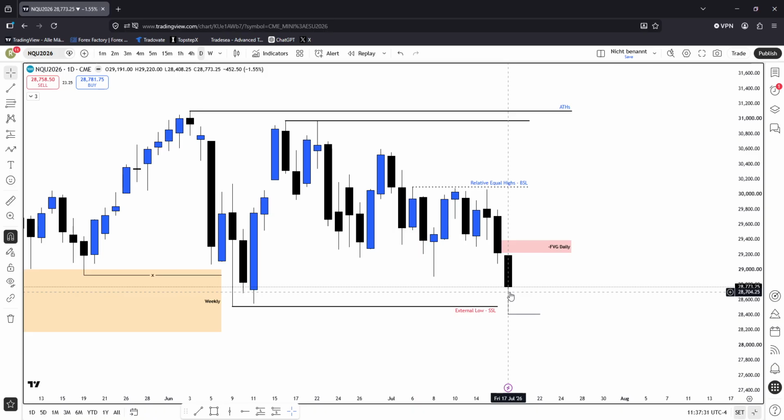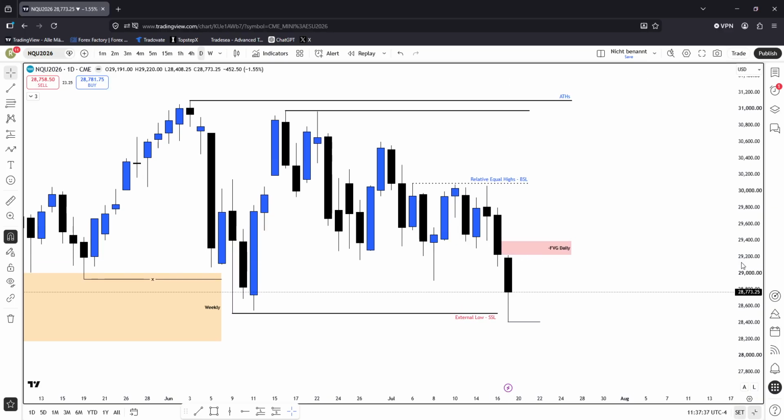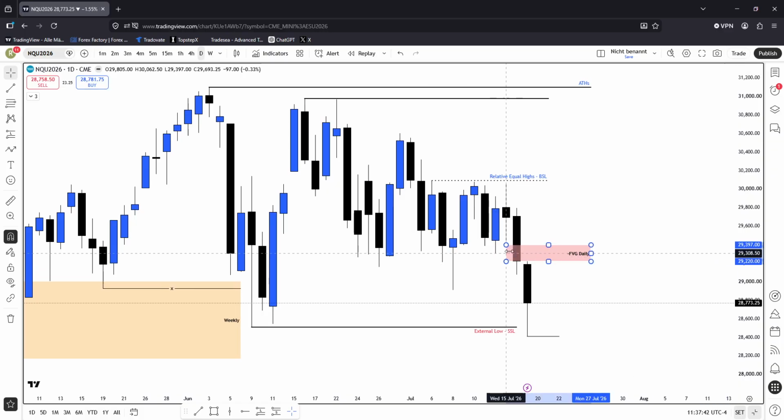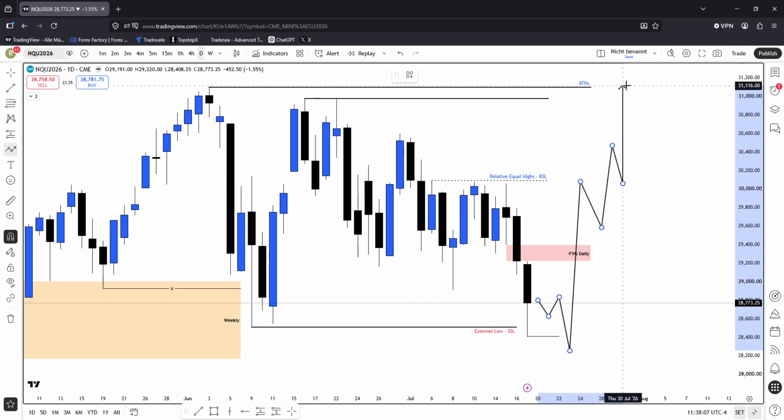We get the nice reaction, but as I said, I don't want to promise too much. I'm gonna be a bit more patient here until we get confirming structure. But what we can look out for right now is some form of retracement trade inside this fair value gap here, if we get structure in lower time frames, as I mentioned before. And ultimately, we could see new all-time highs here if we get some confirmation to the upside. That's everything I see right now.